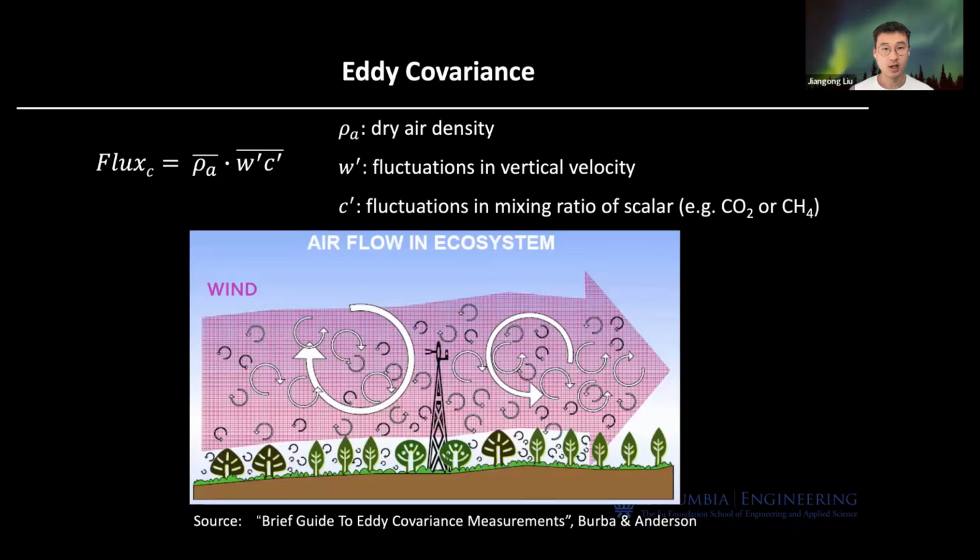So the main strategy we used is based on the eddy covariance technique. Eddy covariance computes a flux using the fluctuations in vertical wind and also in the mixing ratio of the scalar that we are interested in, for example, CO2 or methane. In the equation, this bar means that we take the average of this scalar.